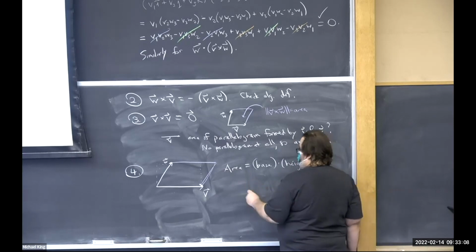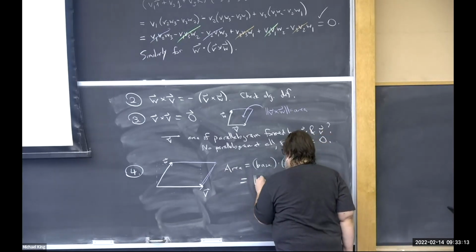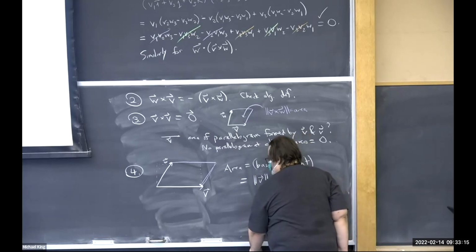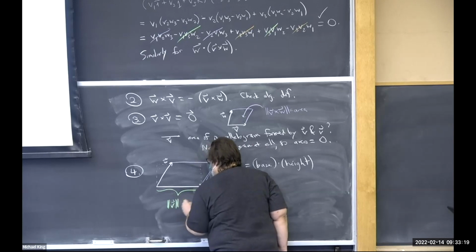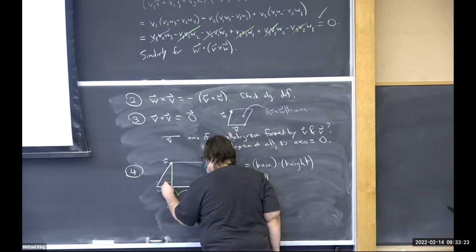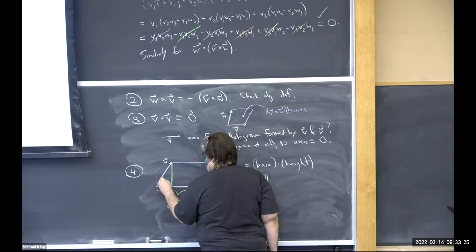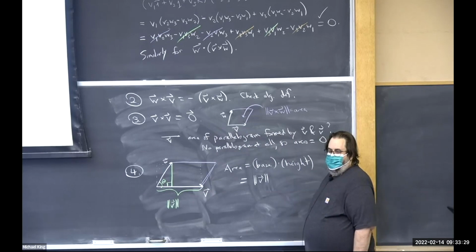The base is, like you were saying, the magnitude of V, right? Do you guys agree with that? This length right here is magnitude of V. And what's the height, especially if I draw it like here? And it says something about the angle right here. You guys see how this is going to work out?